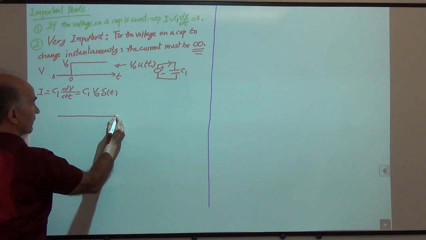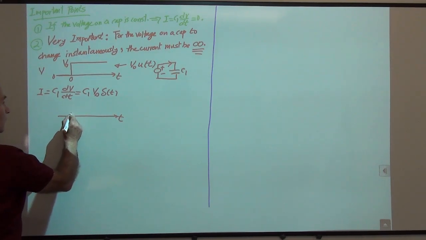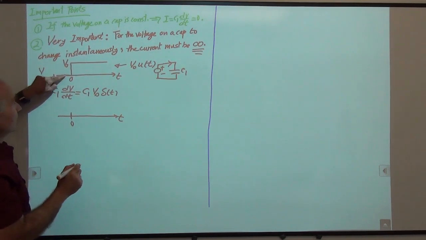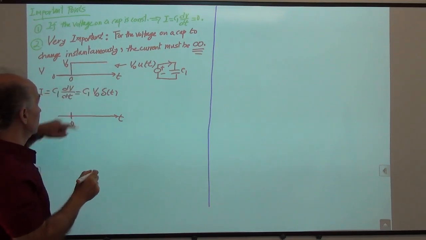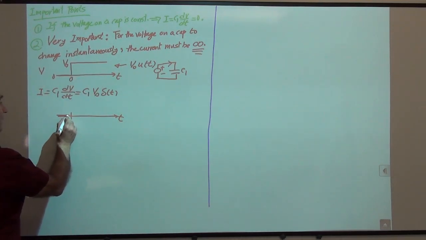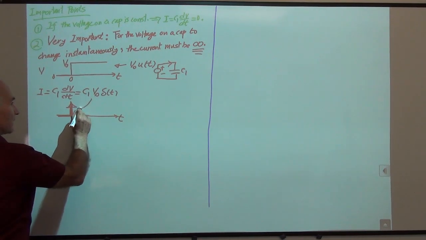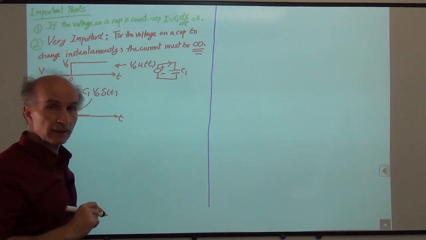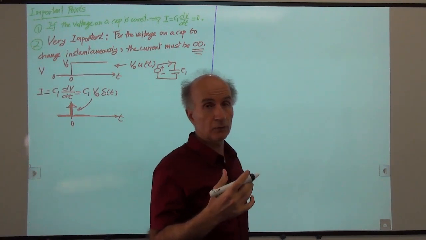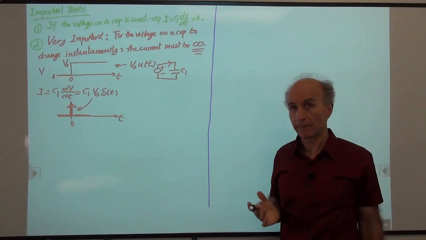So the current as a function of time will be like this. Here the slope is 0, here the slope is 0, no problem there, right? And here we have an impulse, right? So that's this impulse here. That's the current that needs to flow through the capacitor.